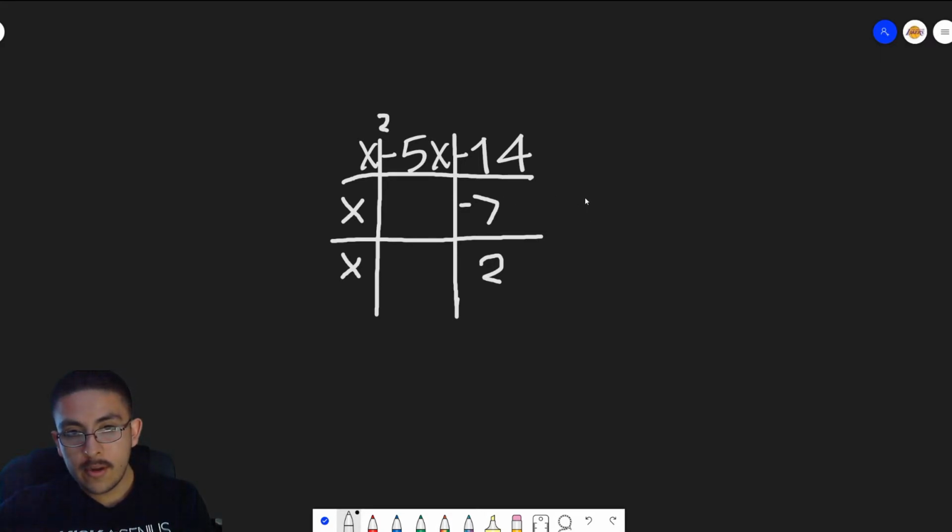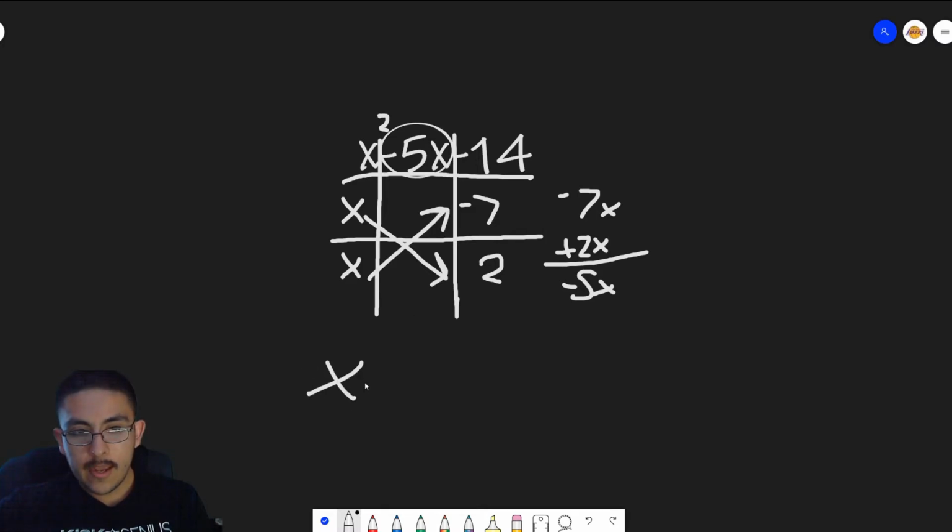And then if we multiply across, x times negative 7, negative 7x, x times 2, plus 2x, and then we add them. And then we should get the negative 5x, which is this one. And then these two numbers have to multiply to negative 14. 7 times 2 is 14 with the negative, and then we're done. We're going to do crisscross applesauce. We're going to get x plus 2, parentheses, x minus 7, because it's negative. And that's fully factored.